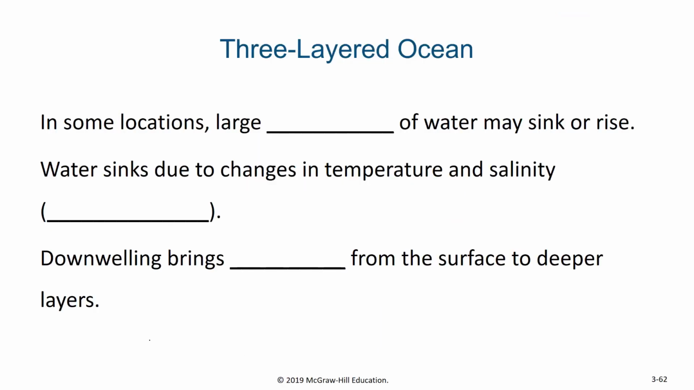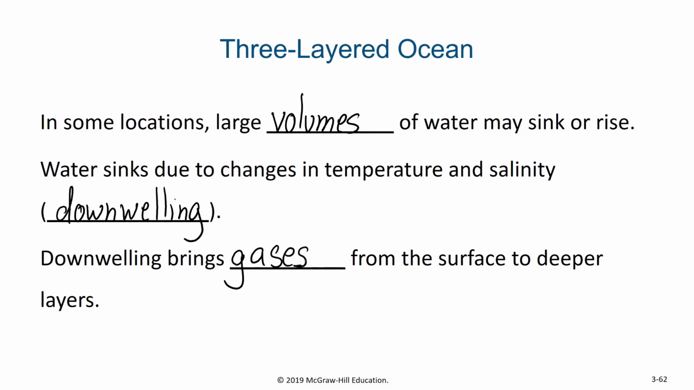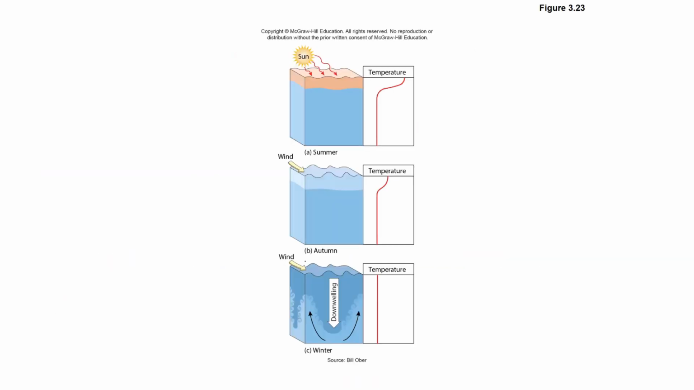In some locations, large volumes of water may sink or rise. Water sinks due to changes in temperature and salinity, and this is known as downwelling. Downwelling brings gases from the surface to deeper layers of the ocean, and this becomes very important for the marine organisms living at these deeper layers.